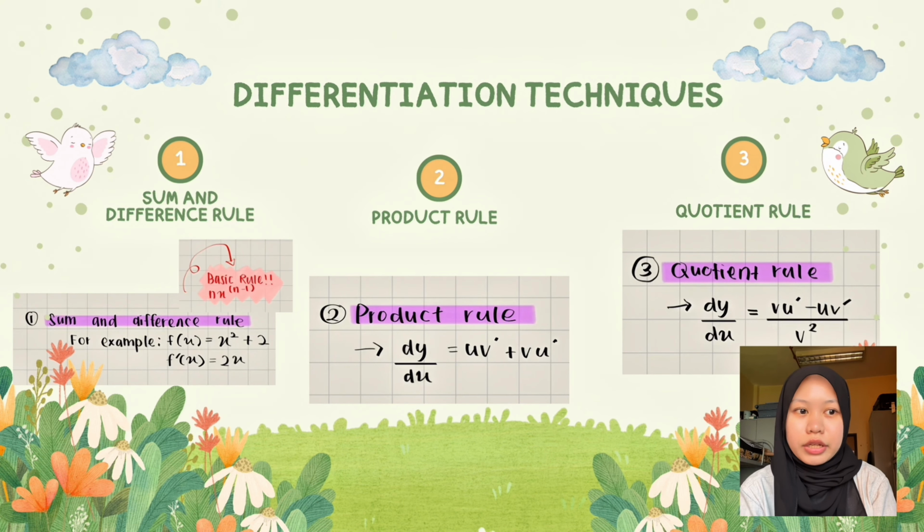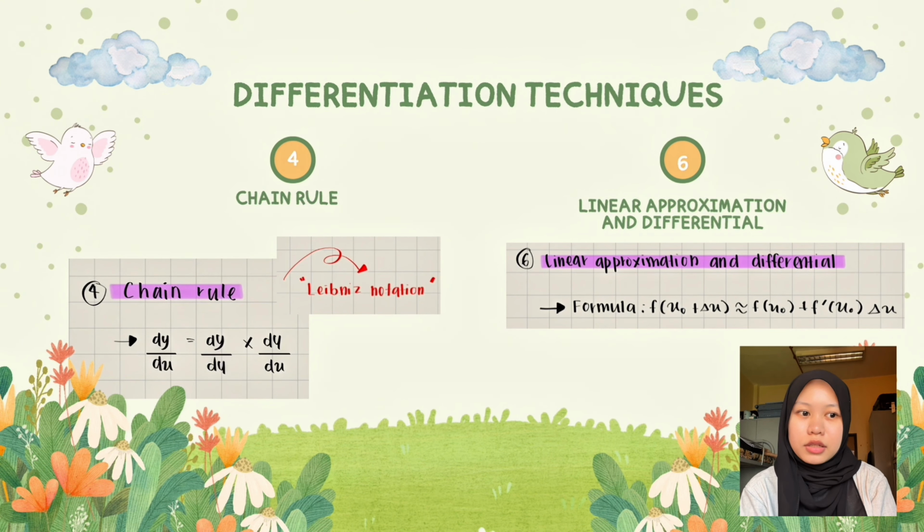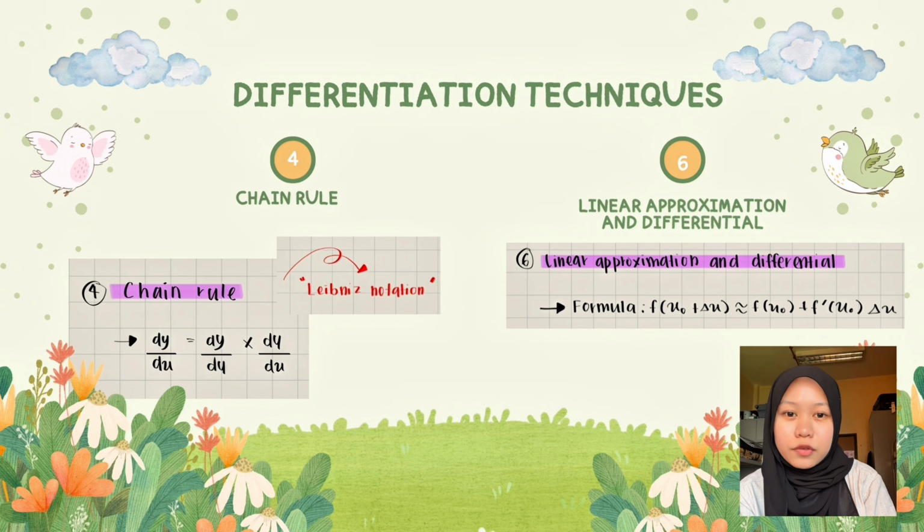And next is chain rule. The formula is dy over dx equals dy over du multiplied by du over dx. This formula is called Leibniz notation.